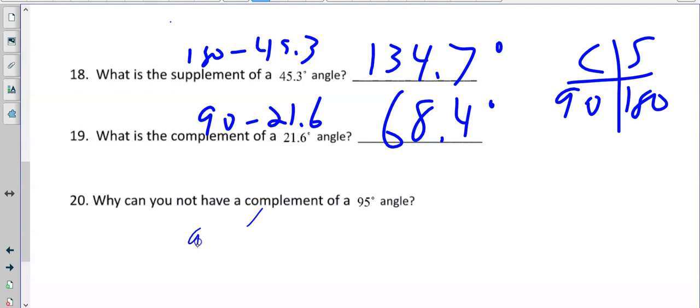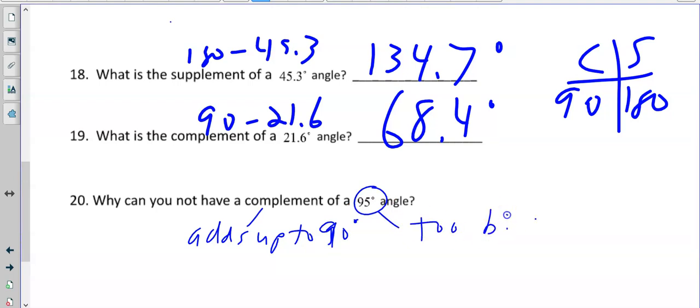And then last but not least, why can you not have a complement of a 95-degree angle? Well, complement means it adds up to 90. 95 is too big. It's larger than a 90-degree angle. Therefore, it's a bust. And that's it for your review.